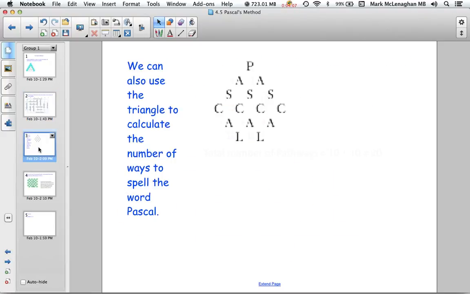We can also do this using word patterns, same idea. So we're going to start with P and end with L, and see how many different ways there are to spell Pascal in this array. So again, from P to A, there's only one path. Passing down to the S, there's one way to get to this S, 2 ways to get to this S, one way of getting to that S.